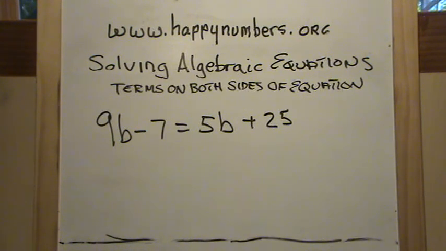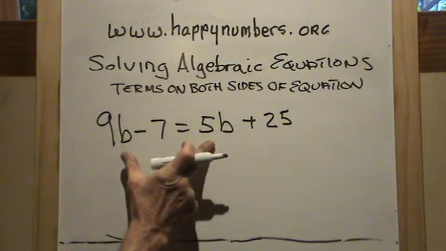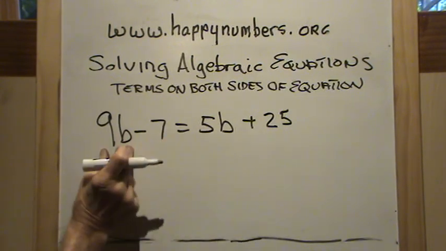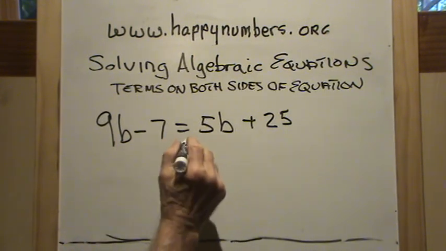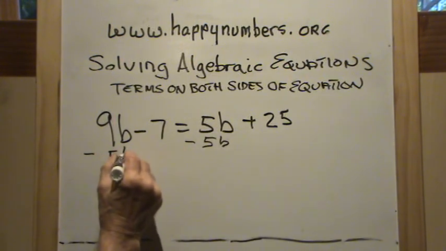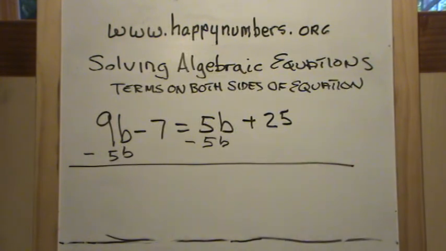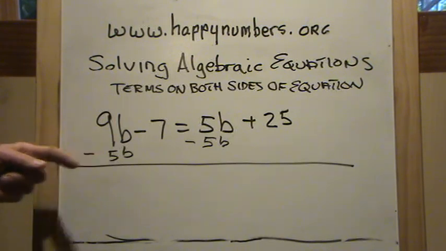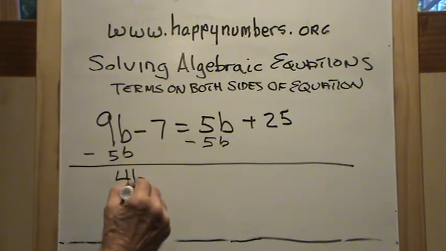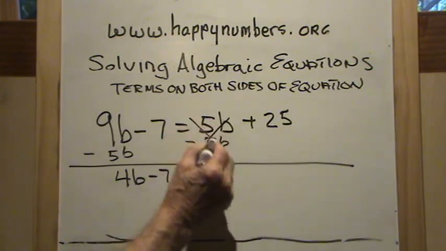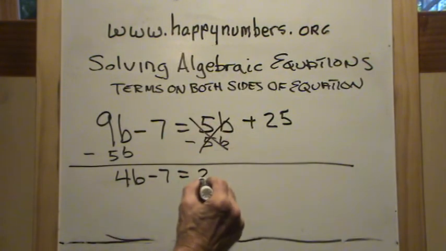Okay, let's see what we have here. First of all, we have two like terms, and they're on opposite sides, so I would like to get the 5b over here, and this is a positive 5b, so I'll put a negative 5b, and I have to put a negative 5b here. Because what I do to one, I have to do to the other. If I combine these, 9b minus 5b, I get 4b. Minus 7 equals, the positive 5b and negative 5b will cancel out, and I get 25 here.